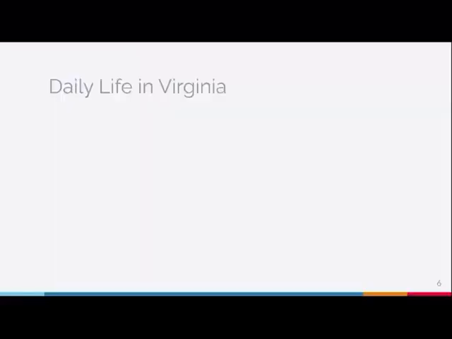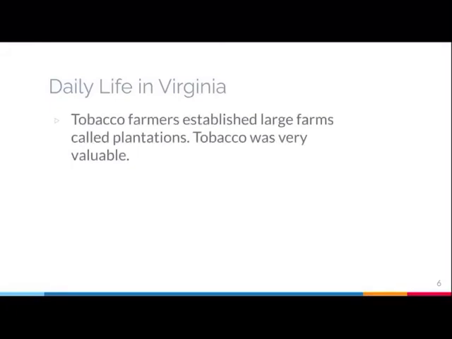Alright, so daily life in now Virginia, we see tobacco farmers established large farms called plantations, and like I was saying before, tobacco is very valuable, and this is pretty much how we see Jamestown, Virginia in general really starting to make a profit, through these tobacco plantations, and pretty much tobacco became a cash crop for Virginia.